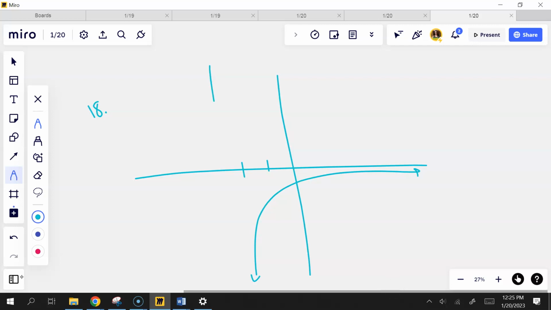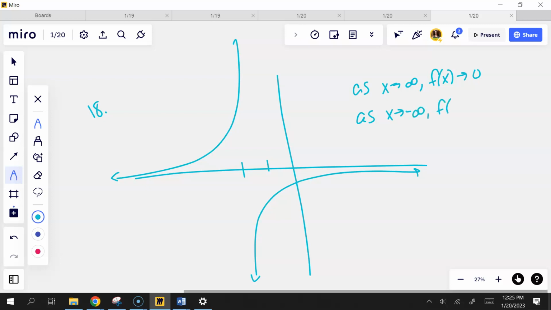All right, 18 looks something like this. So it asks for end behavior. So both ends are the same. As x goes to infinity, the graph goes to 0. And as x goes to negative infinity, the graph goes to 0 again.